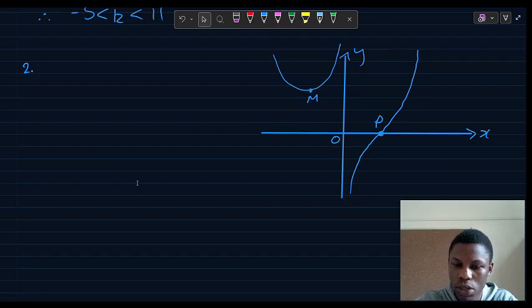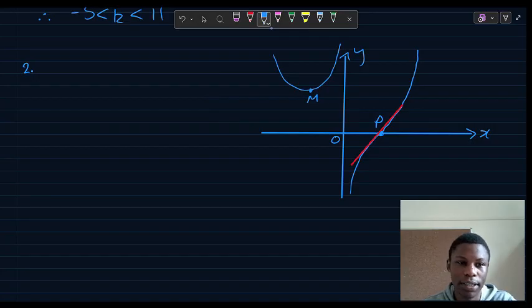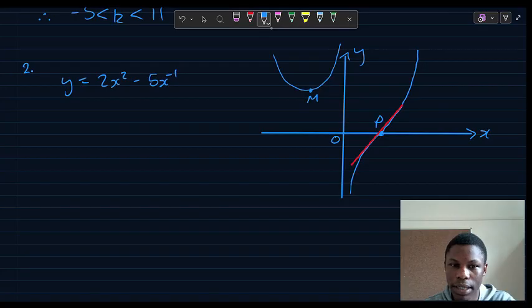So in part A, we're told to find the gradient of the curve at the point P. Here what they are asking for is the gradient of the tangent to the curve at the point P. So the first step to get the gradient of the curve is to take our equation y equals 2x squared minus, it's 5 over x, but I'll write this as 5x to the negative 1, plus 3. And we need to get the gradient function dy/dx.